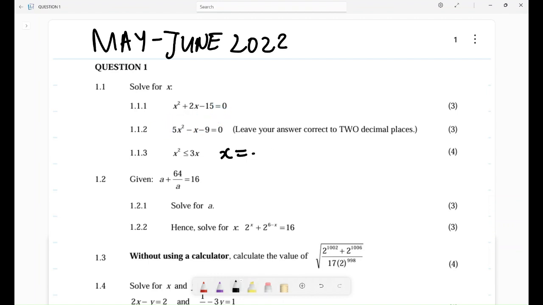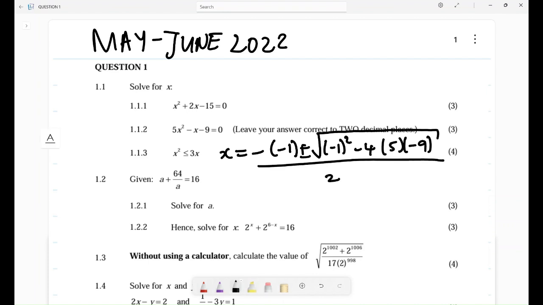So I'm going to say negative, what is b? Negative 1, plus or minus the square root of b squared, minus 4, what is a? 5. C, what is c? Negative 9. Then I divide by 2a. What is a? It is 5. Then for your answer, please punch your calculator and get the answers.